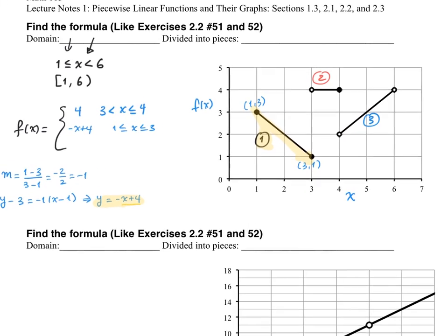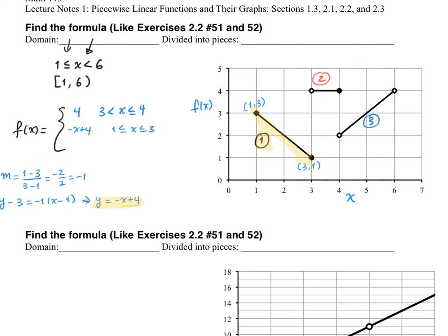And we're going to use the exact same method again. Notice that this is the point (4, 2). This is the point (6, 4). So first thing, find the slope. So the slope of this line is 4 minus 2 over 6 minus 4, which again is equal to 1. Well, not negative 1, but it's positive 1.